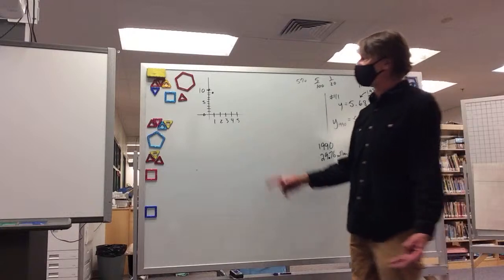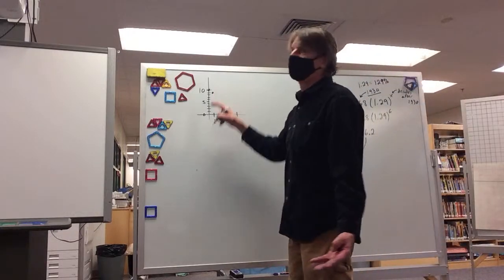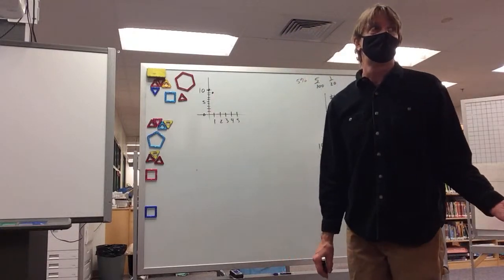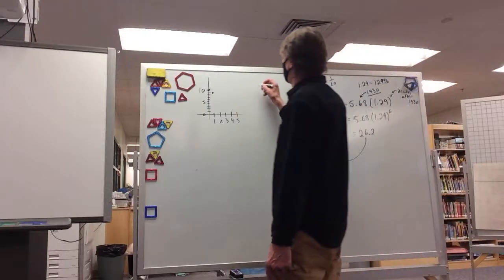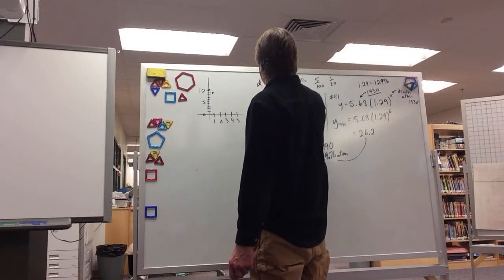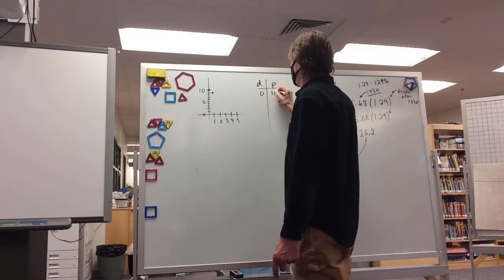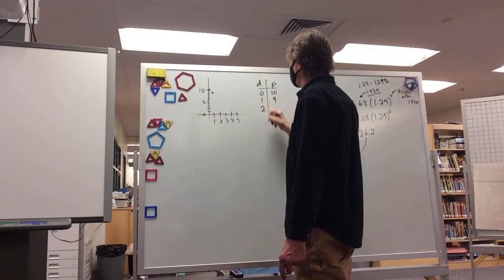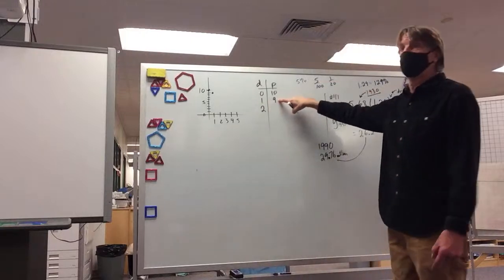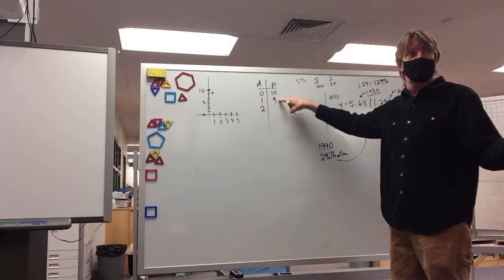Now we're gonna lose 10% of 9. So this is days and this is people. After 0 days, we have 10 people. After 1 day, we're down to 9. After 2 days, we're gonna lose 10% of this. What's 10% of 9?